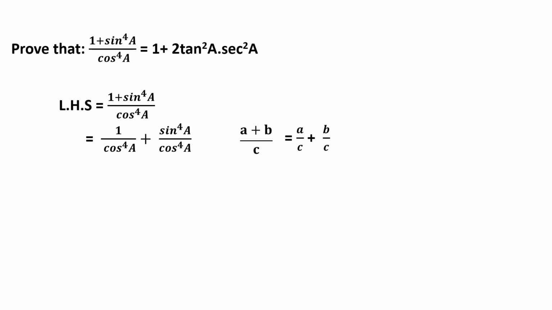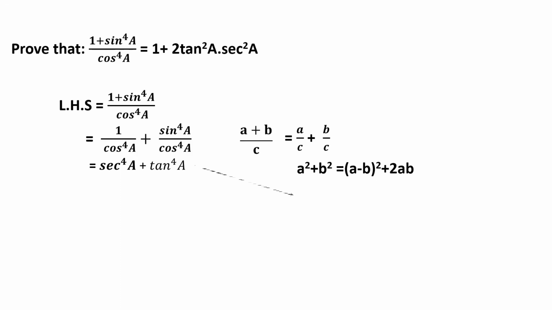Now what is 1 upon cos to the power 4A? It is sec to the power 4A. And sine by cos is tan, so it is tan to the power 4A. Now, I'll give you one formula, one form, which is very important. Look at here. You know that a square plus b square is equal to a minus b whole square plus 2ab. I hope you remember this, the a square plus b square form.